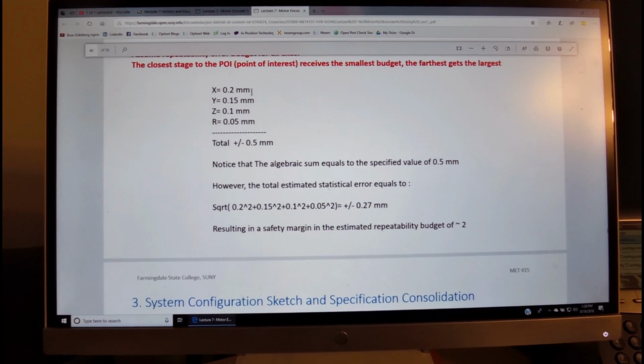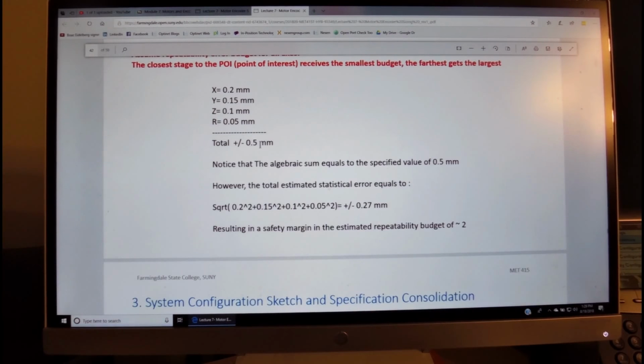These, by common sense, will be such that when the Abbe offset is largest, as from the x-axis to the point of interest, we will give it more of a budget. And when we are close to the point of interest with the nozzle, we'll give it less of the budget. So this is a common sense type of allocation. Also, when we add up algebraically all of these numbers, we come up with 0.5 millimeters.